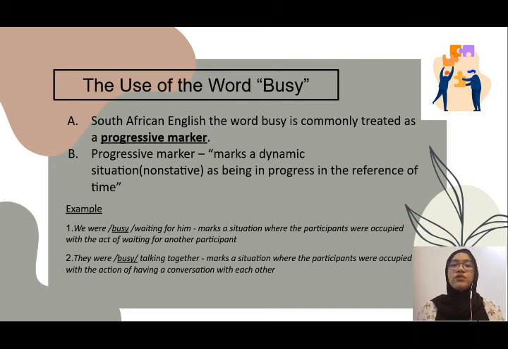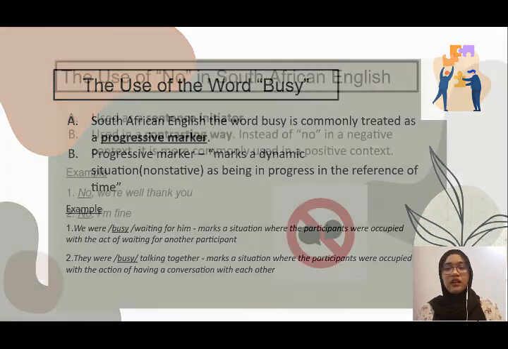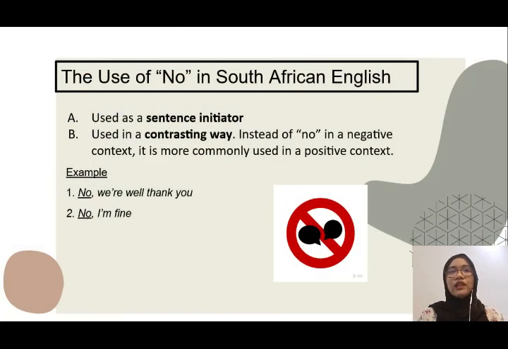In sentence 1, the word busy is used to mark that they are occupied with the situation of waiting for a person. Whereas in sentence 2, the word busy is used to mark that the subjects are currently talking with each other. Lastly, syntactic-wise, one can also observe how no is used in South African English. In this language variation, no, which is commonly known to be used in a negative context, such as to show rejection or denial, is used more commonly in a positive context.